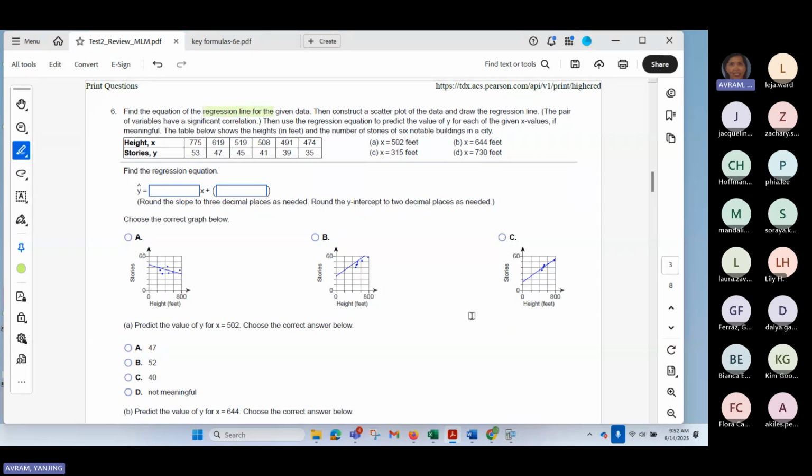Give you a minute. Okay, so is it B or C?